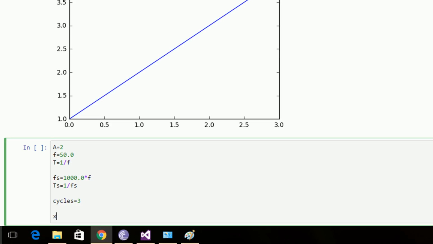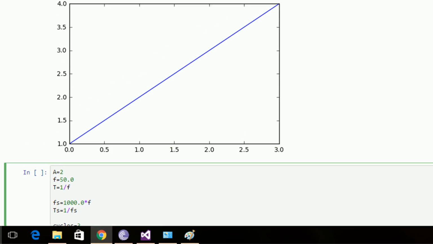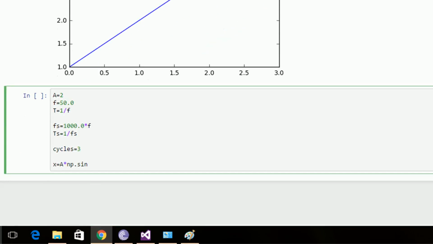So now x is given by a into np dot sin. We have already imported NumPy as np. So np dot sin of 2 into pi. Pi is also present in the np package. np dot pi into f into t. Now you see, we have not found out the variable t.